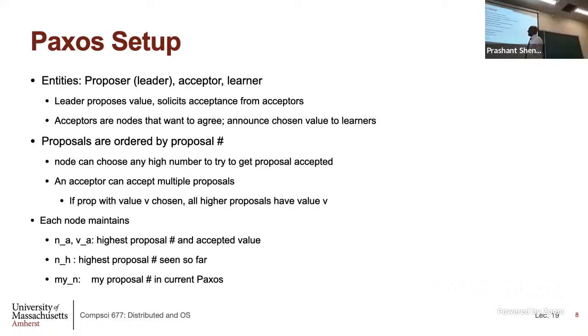So that's the high-level idea, but there are some details I'm going to give you on the next slide. There are 4 variables each node has to maintain. There is NA and VA. Essentially, there are rounds in Paxos, so you may take some number of rounds. Each round is numbered, and that is called the proposal number or the round number.